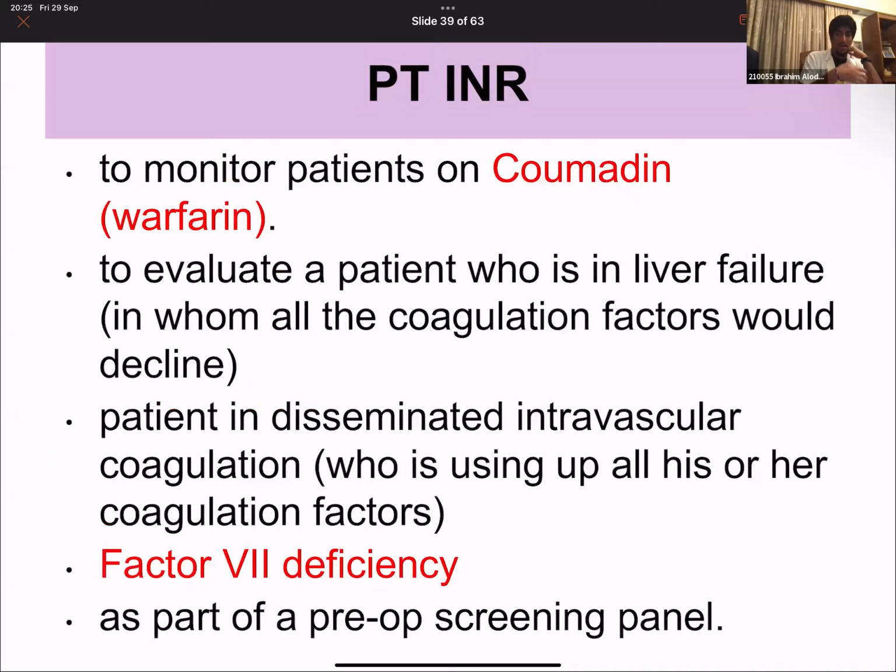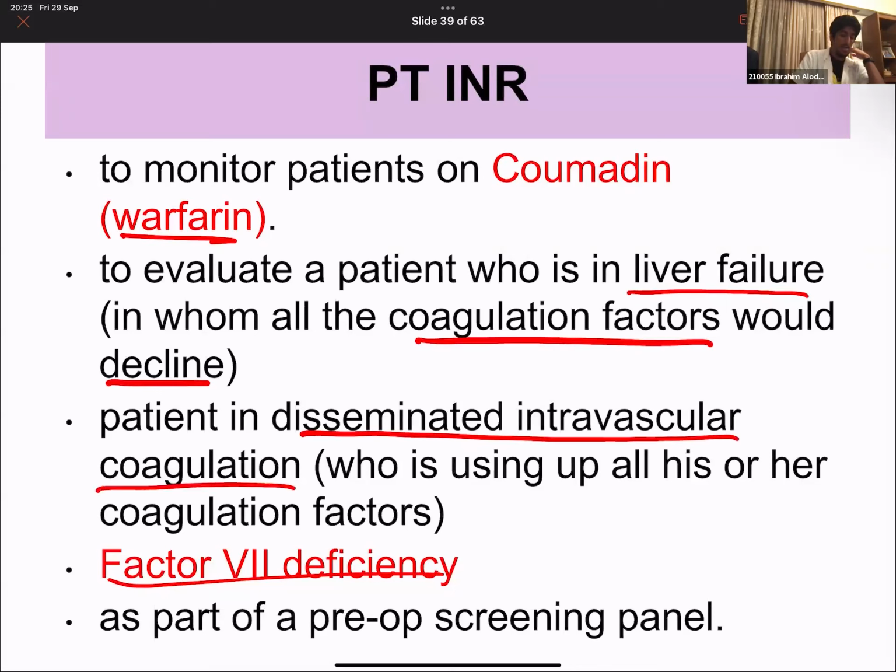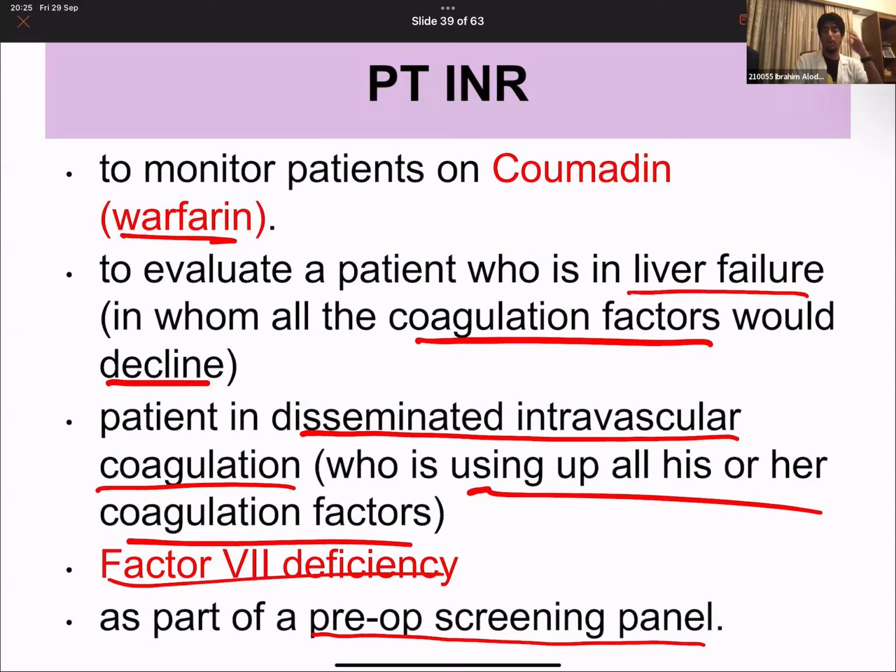So PT-INR, this is, again, the scenarios that I mentioned. This is just more repetition. It monitors patients on warfarin, and it's used in a factor 7 deficiency. Here he says that it also can be used in liver failure, but remember all clotting factors will decline. It's also used in patients in DIC who are using up all of their clotting factors, and before any surgery, because you don't want the patient to bleed during surgery. But for the sake of your exam, I advise that you check that slide that I made and use that.